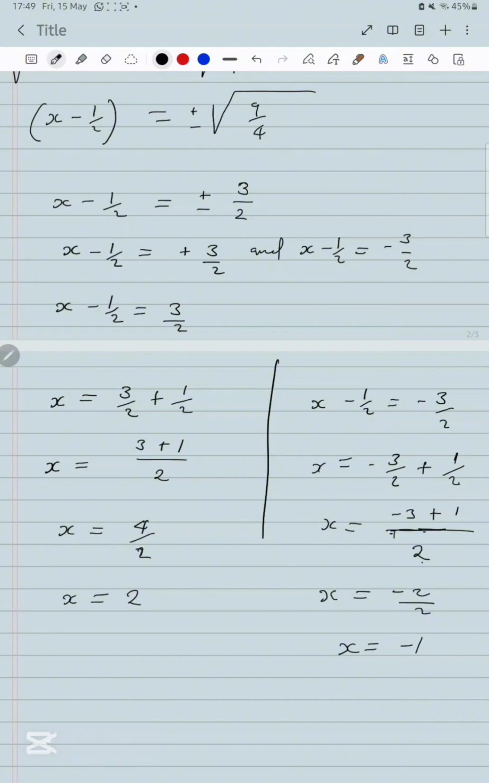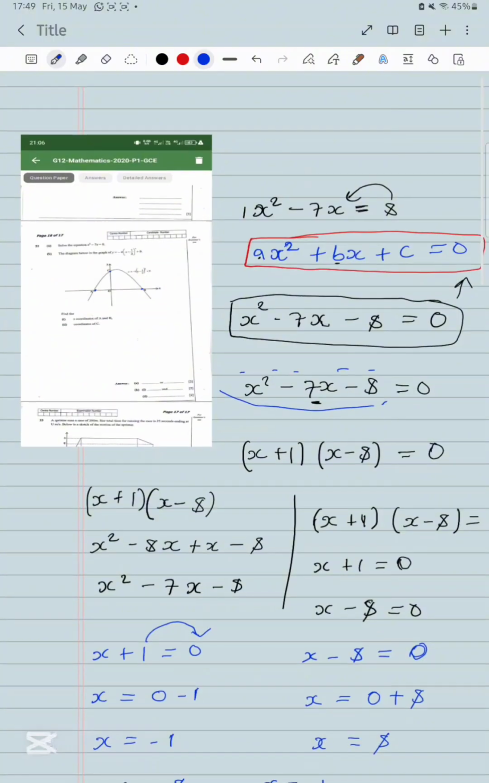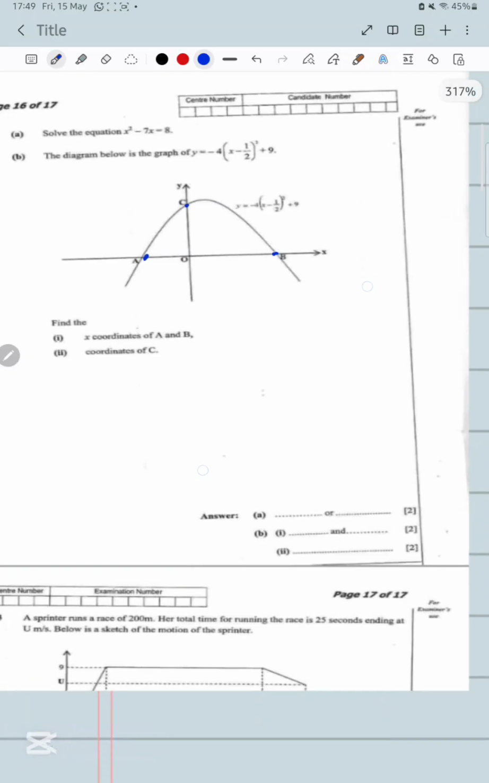So if you check, we have two answers here. x is equal to negative 2 and x is equal to negative 1. Now let us check on our graph. Here is our perfect graph. We have to find the coordinates x, A and B. So if you check these coordinates here, we have A, this part, and B, let me zoom it, and B here. We have A and B that side.